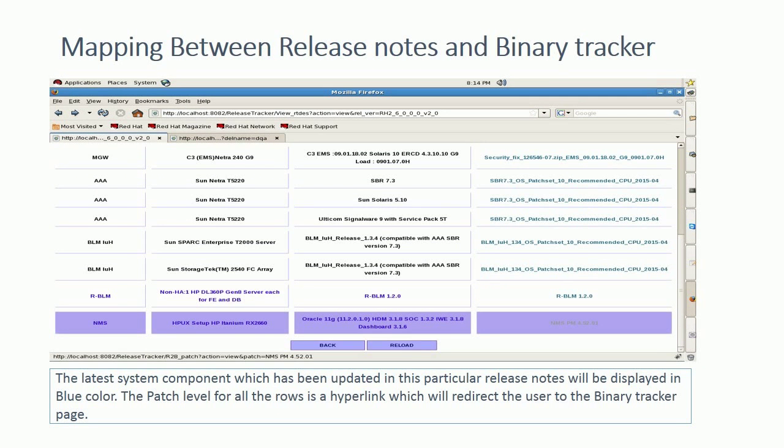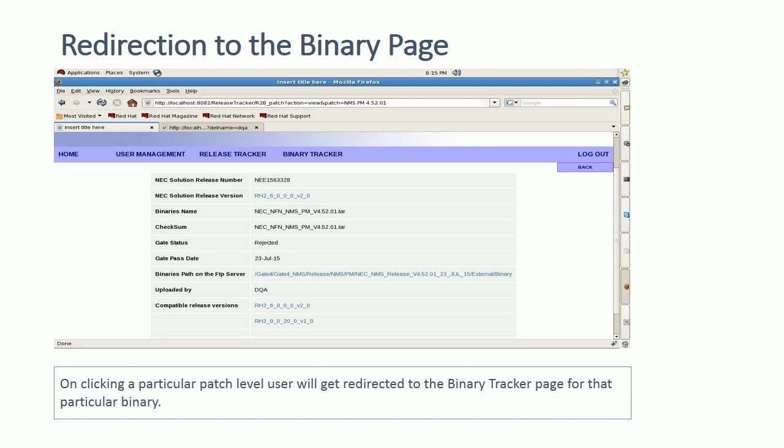Mapping between release notes and binary tracker. The latest system component which has been updated in this particular release notes will be displayed in blue color. The patch level for all the rows is a hyperlink which will redirect the user to the binary tracker page. Redirection to the binary page. On clicking a particular patch level, user will get redirected to the binary tracker page for that particular binary.